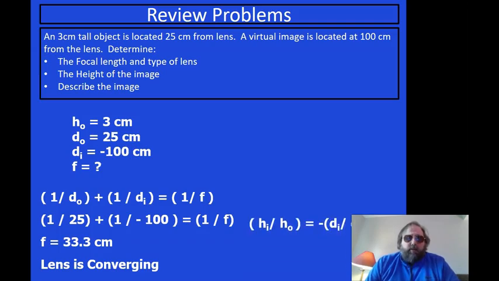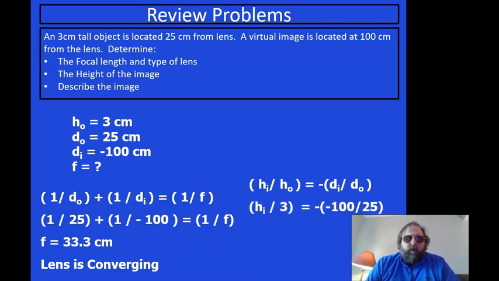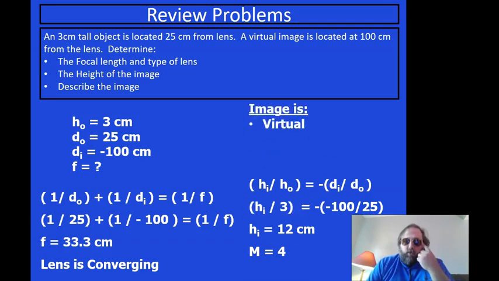Now I want to know the height of the image, so I go to hI/hO = -dI/dO. Plug in my numbers: hI/3 = negative, and notice there are 2 negatives here, negative negative 100 over 25, because dI was negative, we have to put that in there. So hI equals 12 and M equals 4. Okay, so what does that tell us then? Well, the image, first off, is virtual. It said that in the problem, but it's also virtual because dI is negative.